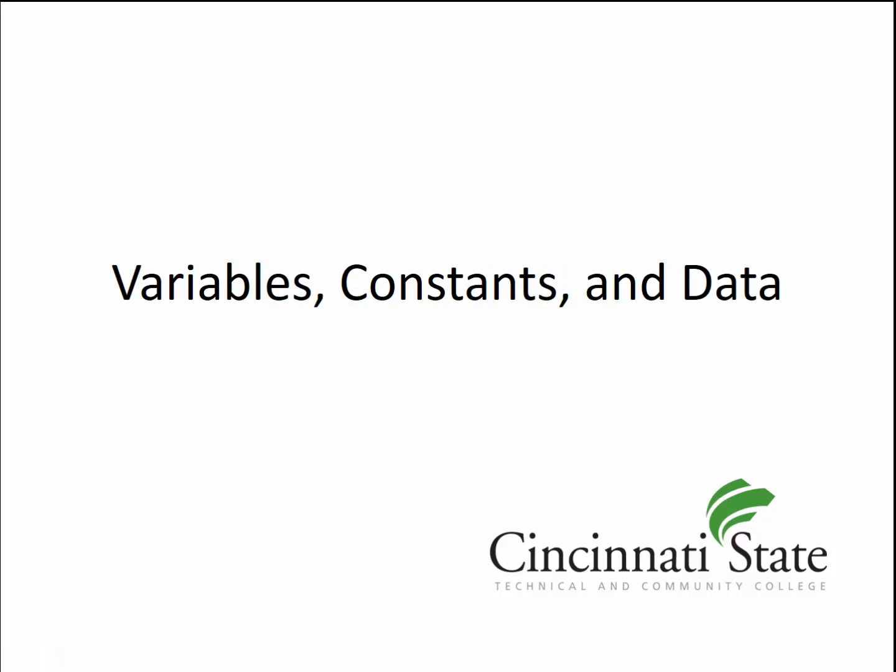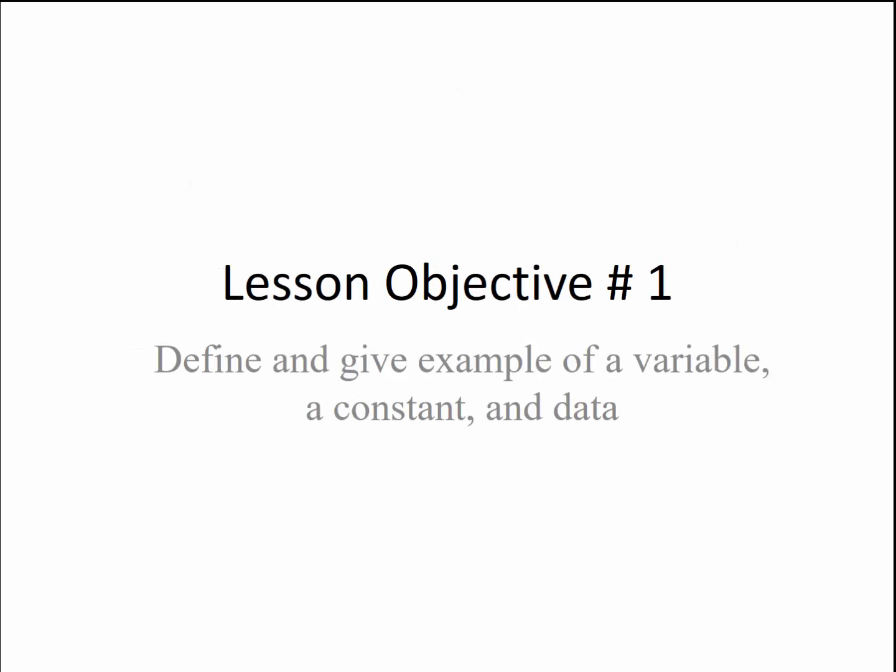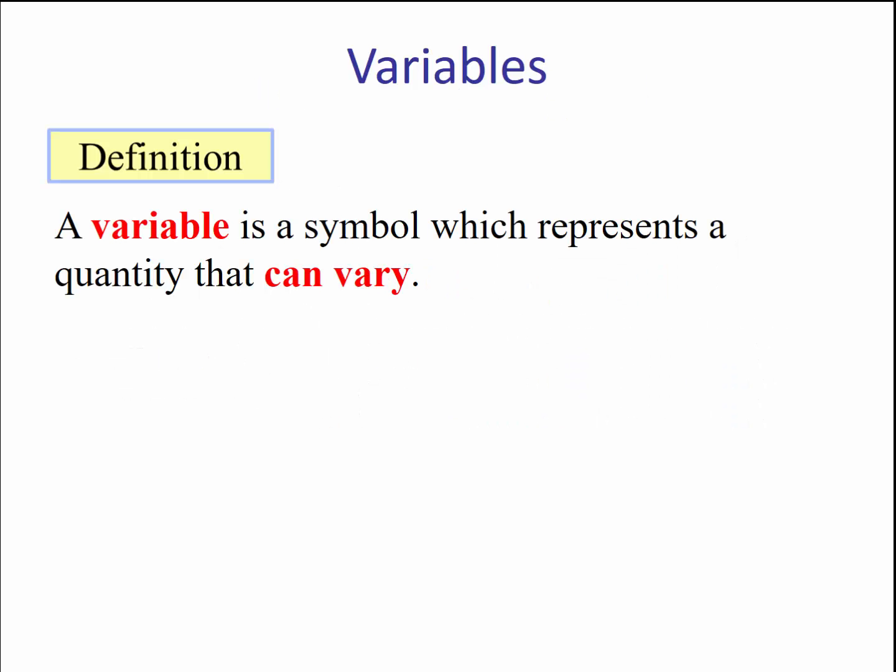Variables, constants, and data. Lesson objectives. Number 1: define and give an example of a variable, a constant, and data. Number 2: summarize data by using a graph and using the average, or the mean. Lesson objective: we'll begin with the definition.